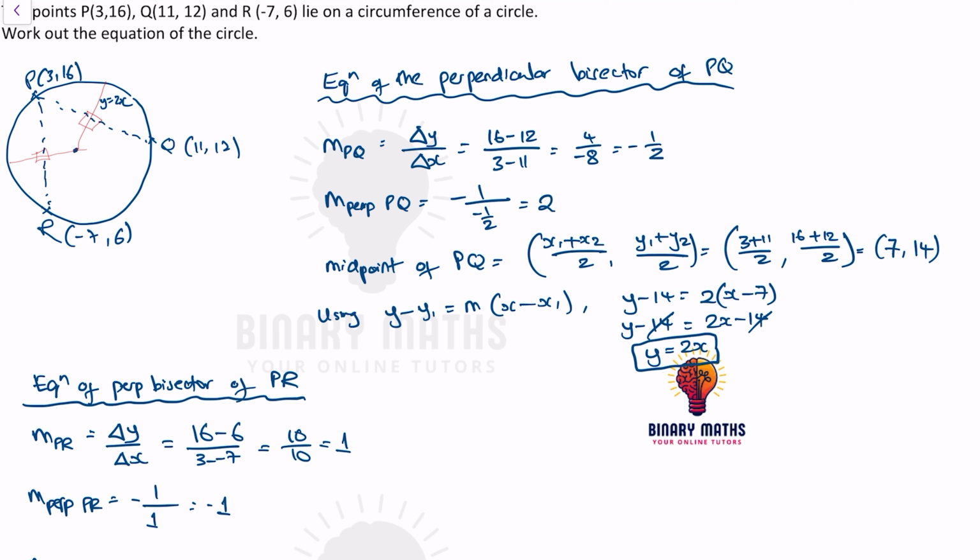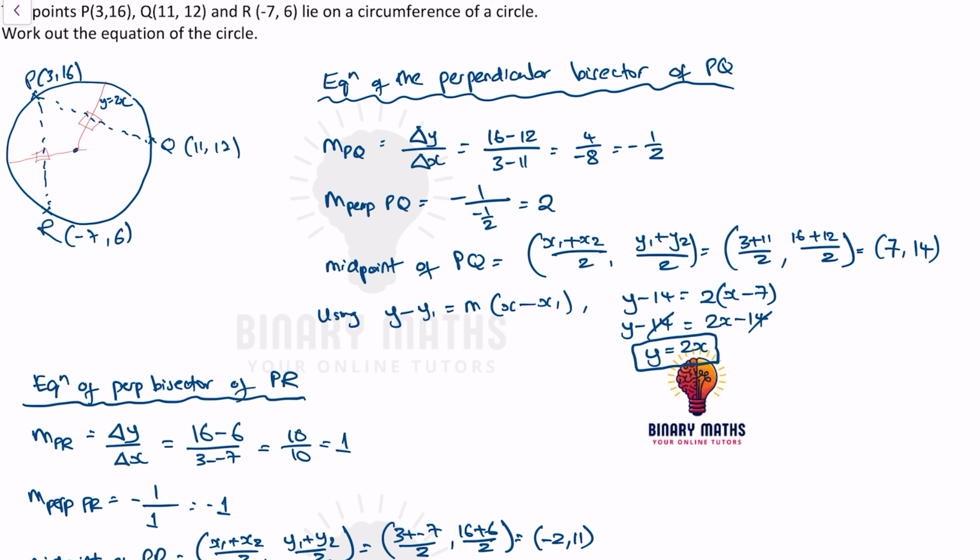Now I need to find the midpoint of P to R, which is x1 plus x2 divided by 2 and y1 plus y2 divided by 2, which is equal to 3 plus minus 7 divided by 2 and 16 plus 6 divided by 2, which gives me a value of negative 2 and 11.